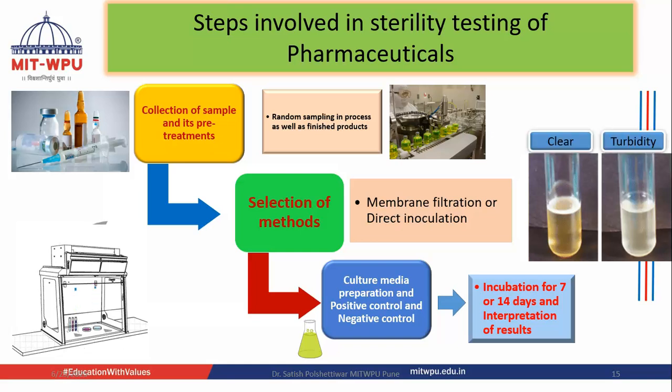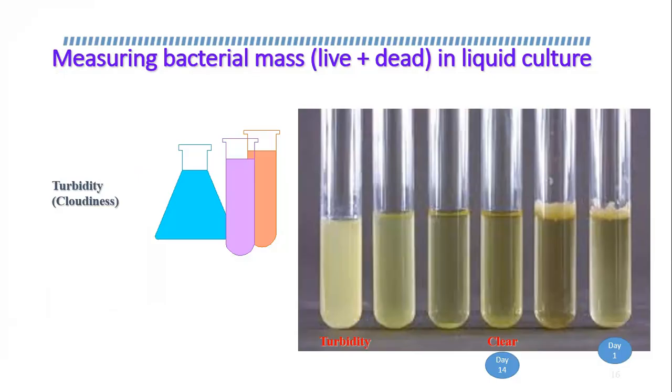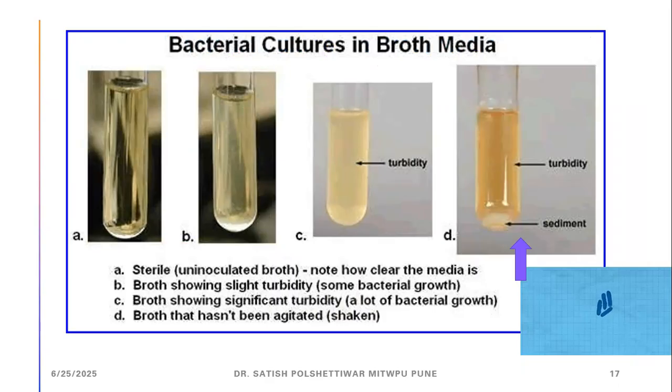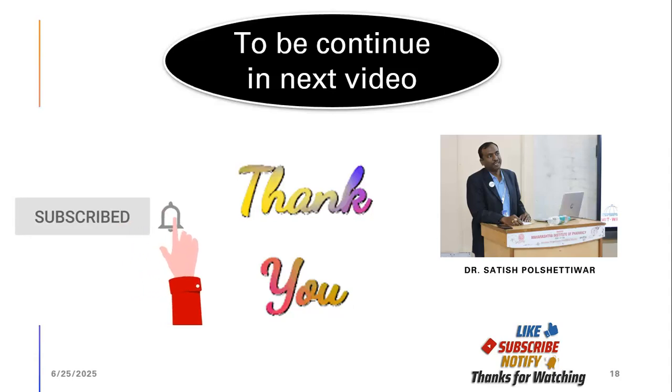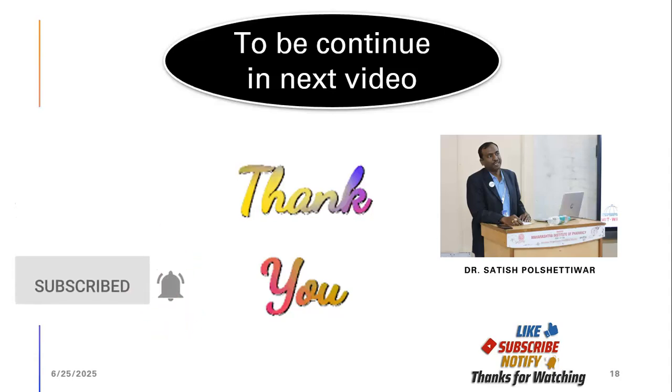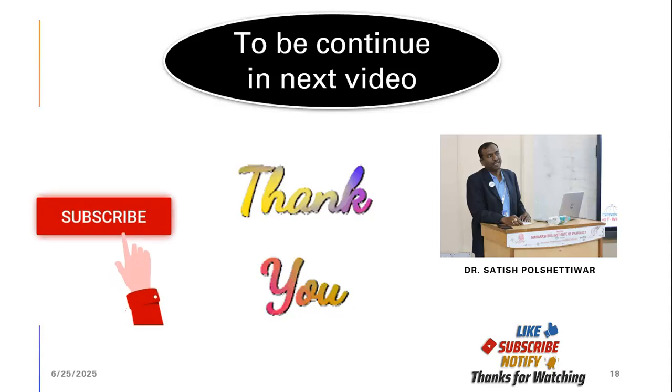Now you can see clear and turbid. If the sample remains clear, then you can say the sterility test passes as per IP. If the sample is found turbid, then we can say your sample does not pass the sterility test as per the official compendia. So this is how we can interpret it, and this is the way we can see the results. We will continue in the next video on how we can interpret it further.